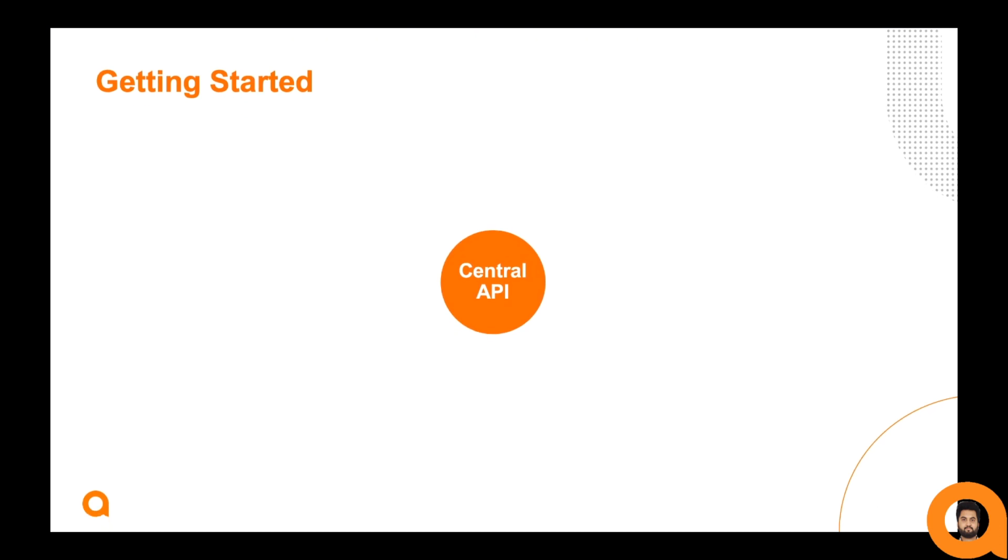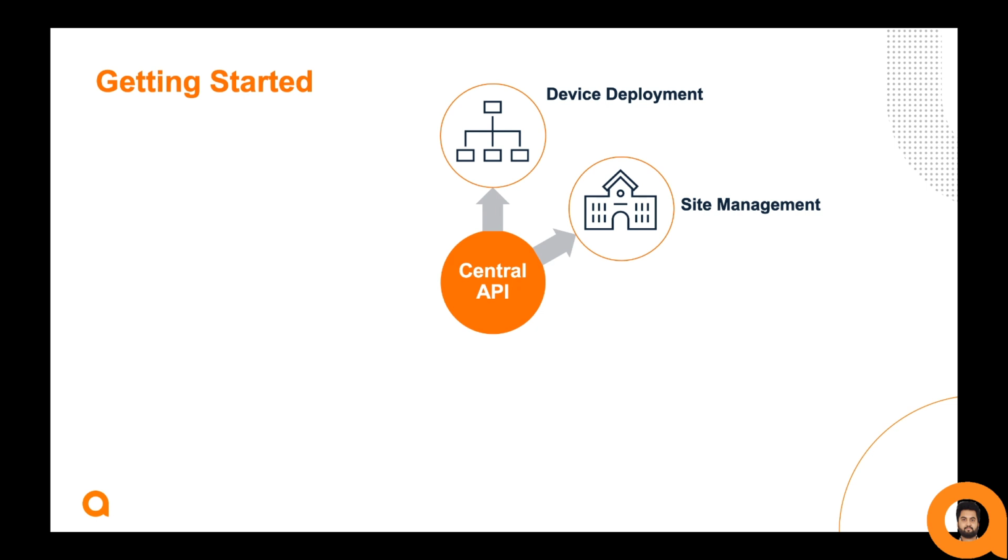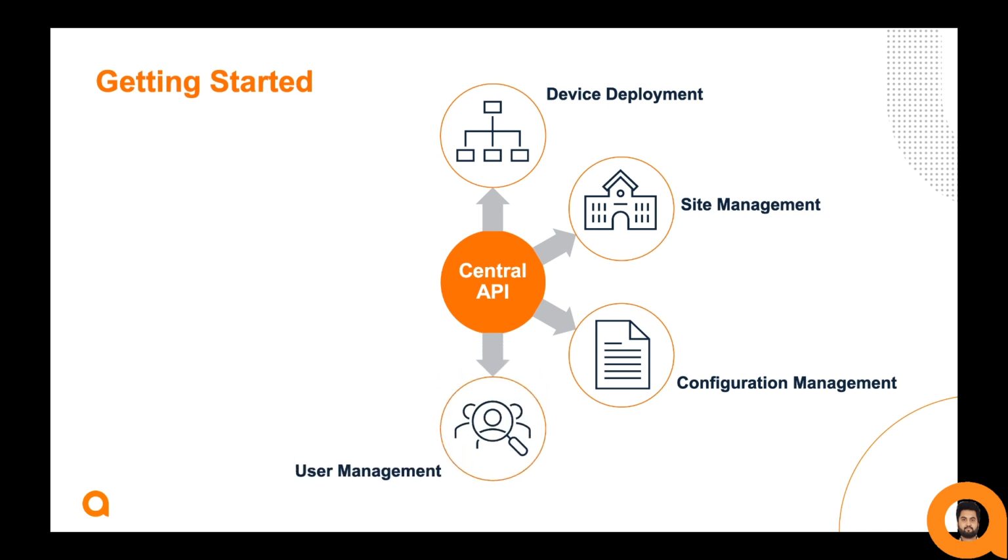Central has API available to automate various use cases and workflows such as device deployment for managing device inventory, subscriptions, and deployment with a basic set of configuration. Site management for combining various devices at a physical location for better management. Configuration management for managing day-end device configurations, validations, and incremental updates. User management for managing user access and privileges as well as SSO configurations.